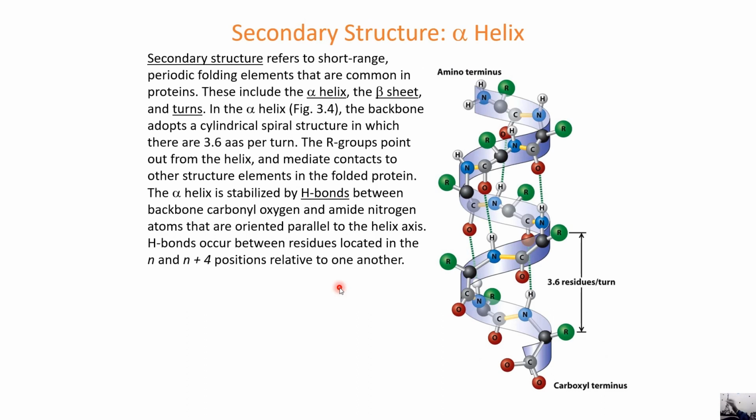Coming to the secondary structure, the most popular ones are the alpha helix and beta pleated sheet. They refer to short-range periodic folding elements that are common in proteins, and these include the alpha helix, the beta sheet, and turns. In the alpha helix, the backbone adopts a cylindrical spiral structure in which there are 3.6 amino acids per turn. The R groups point out from the helix and mediate contacts to other structural elements in the folded protein. The alpha helix is stabilized by hydrogen bonds between backbone carbonyl oxygen and amide nitrogen atoms that are oriented parallel to the helix axis. H bonds occur between residues located in the N and the N plus 4 positions relative to one another.